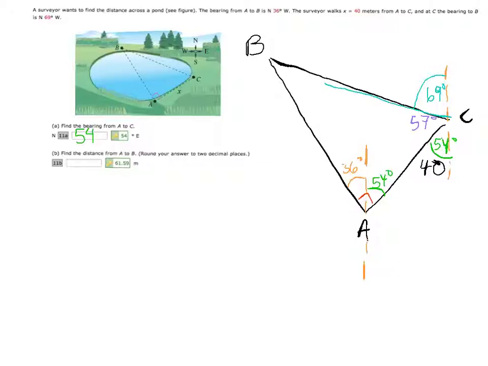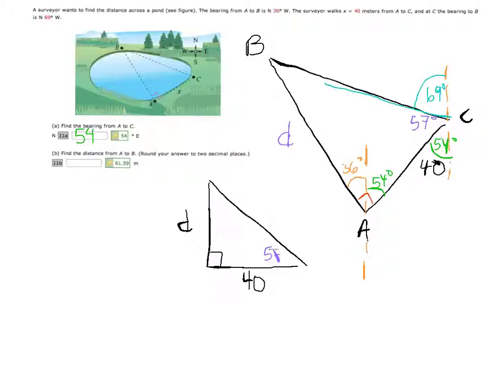So if you need to figure out what your distance from A to B is, you're actually going to try to figure out what this distance is over here. What you may want to do is just redraw your triangle. Maybe turn it sideways so we get more of a right angle. So here is your right angle. You know that this is 40, this is D, and we found out that your angle down here in the bottom right is going to be 57 degrees. Then you can use SOHCAHTOA, by using your opposite side and your adjacent side, to figure out what your D is.